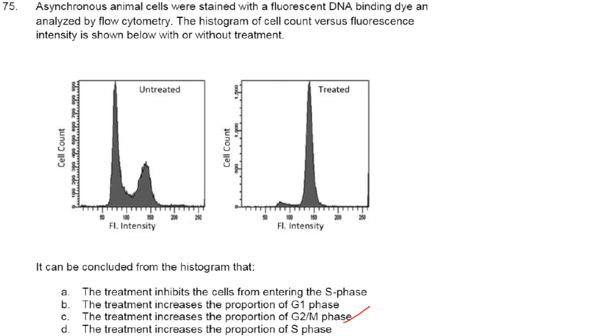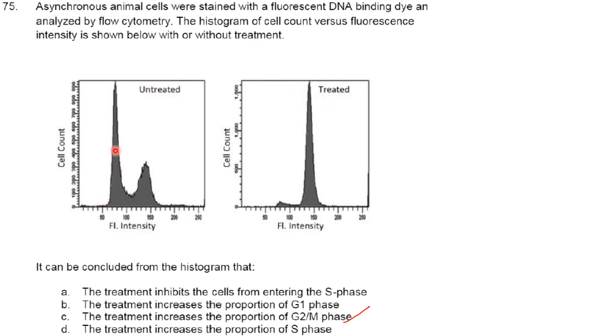Asynchronous animal cells were stained with fluorescent DNA binding dye analyzed by flow cytometry. The histogram of the cell count versus fluorescence intensity is shown below with or without treatment. Now this is the fluorescence intensity graph. These are the cell count. This is for untreated and this is for treated.